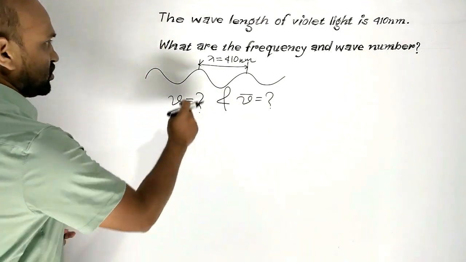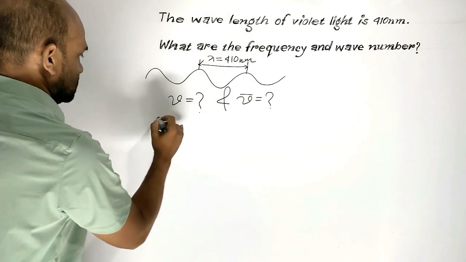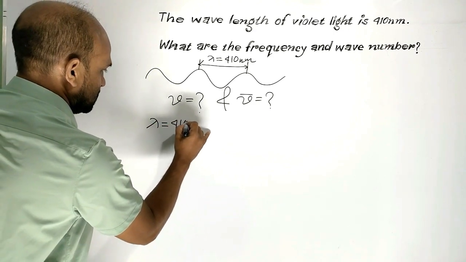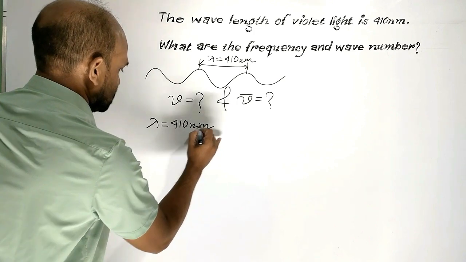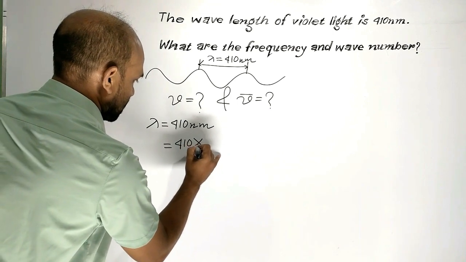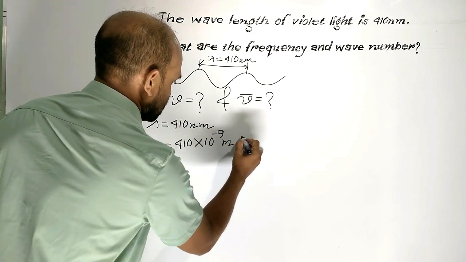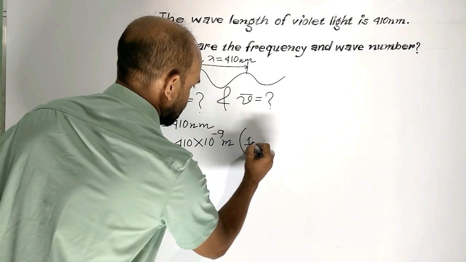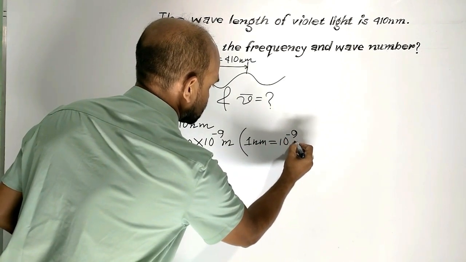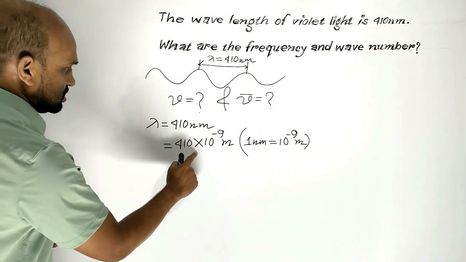Here, first of all, wavelength has to be changed to meter. Here, wavelength is 410 nanometer. This is equal to 410 times 10 to the power minus 9 meter, because we know 1 nanometer is equal to 10 to the power minus 9 meter. So wavelength is this.